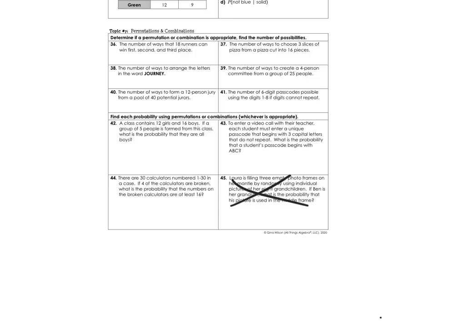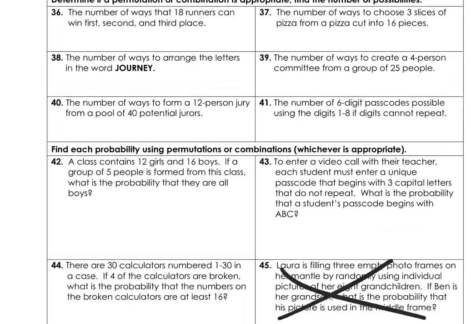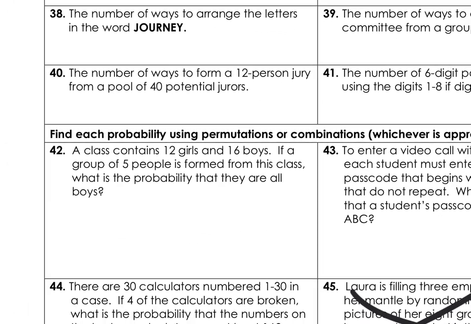All right, I'm going to go back a page. This is really what we've been working on this week. You've got factorial, you have permutations, you have combinations. Let's say I was doing number 40 here. The number of ways to form a 12-person jury from 40 people. How many different ways can I put a group of 12 together from 40?